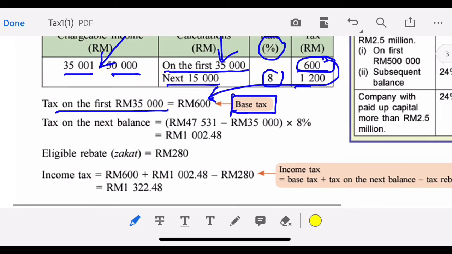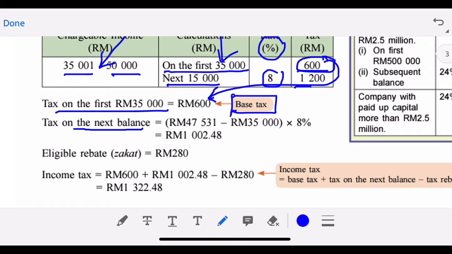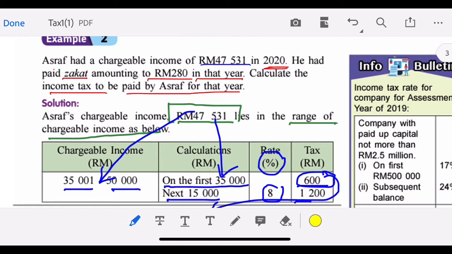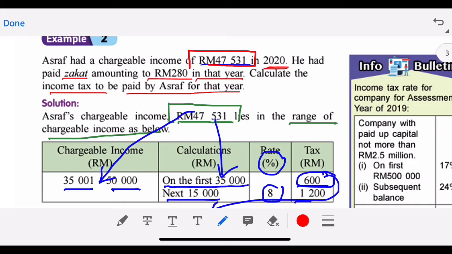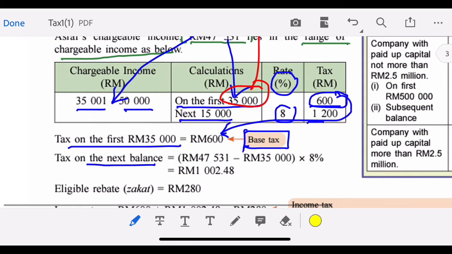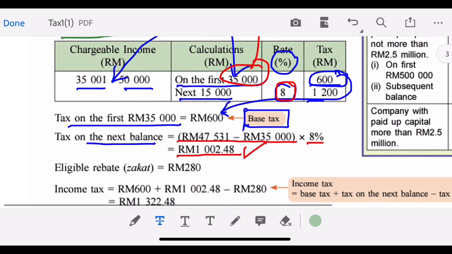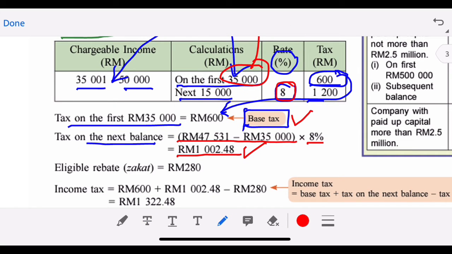Then from there we will find the next balance. To find the next balance, you take the chargeable income, which is 47,531, minus 35,000. That is the so-called balance. Then you multiply based on the rate given from the table, which is 8%. So the amount for the tax on the next balance is 1,002.48. This is the tax on the next balance, and this is the base tax.